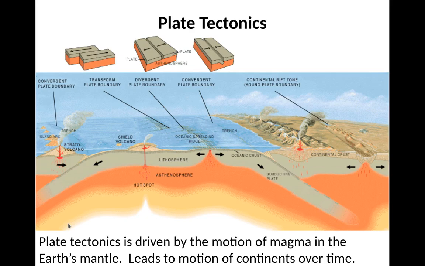So plate tectonics, or continental drift, is driven by the motion of magma in the Earth's mantle, which leads to motion of the continents over time. For instance, there are regions where there might be upwellings of lava, and that forms new crust and forces the old crust to move apart. And as it's moving apart, some of this crust impacts another continental crust, and so this crust ends up being forced down below. These are called subduction zones. This crust will eventually remelt in the mantle.